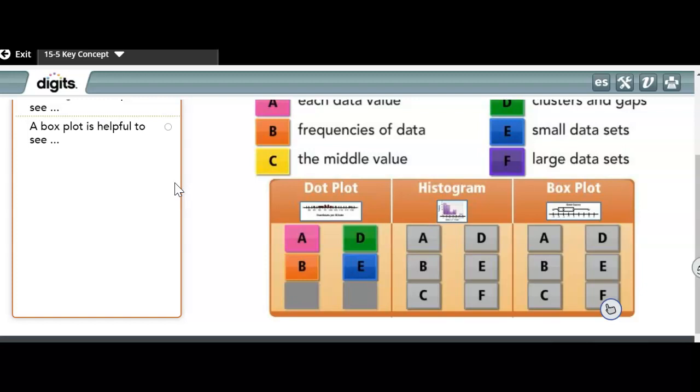Alex. F. Large data sets. Why do you think it didn't put F in dot plot? Liam.